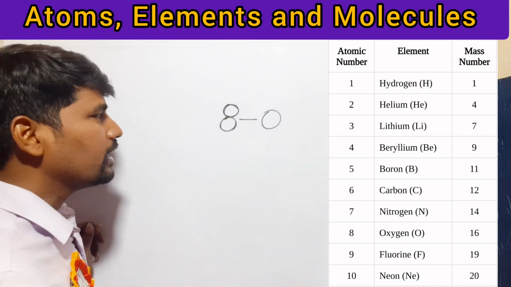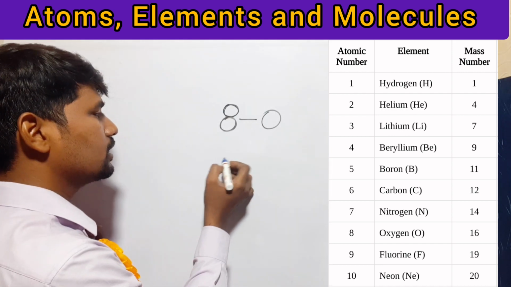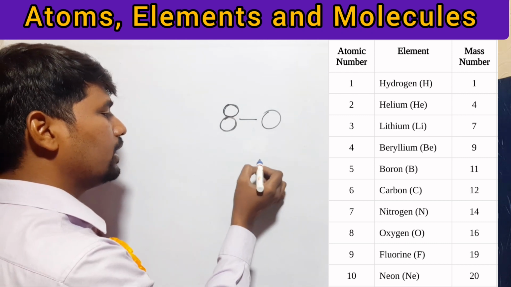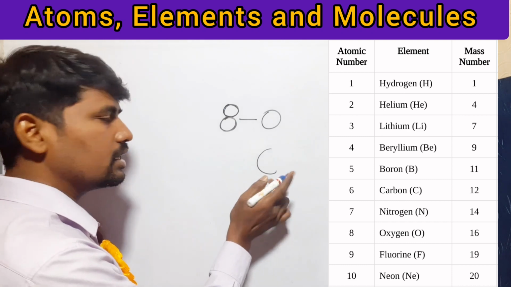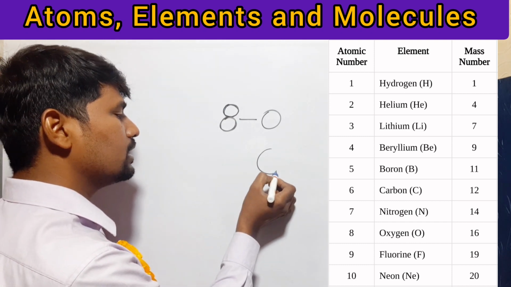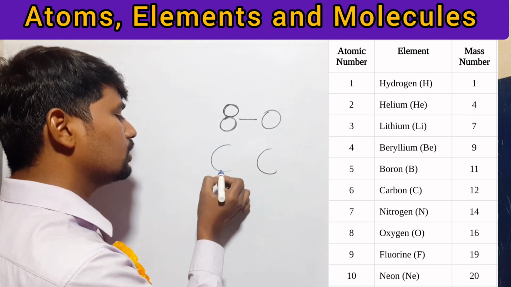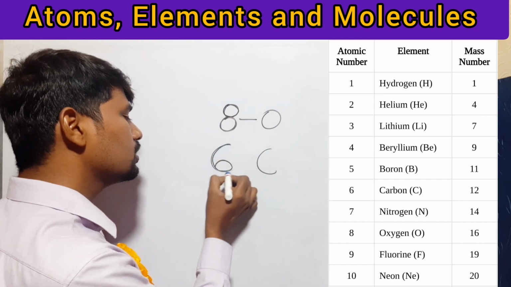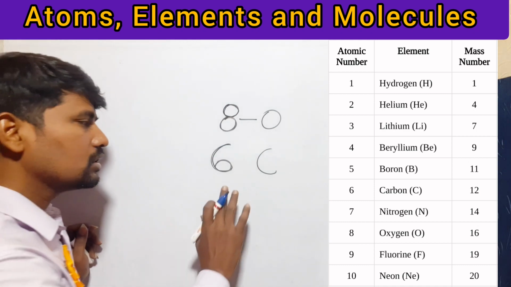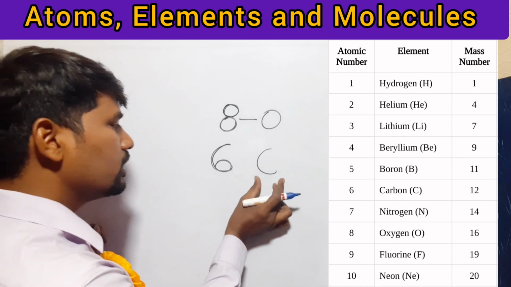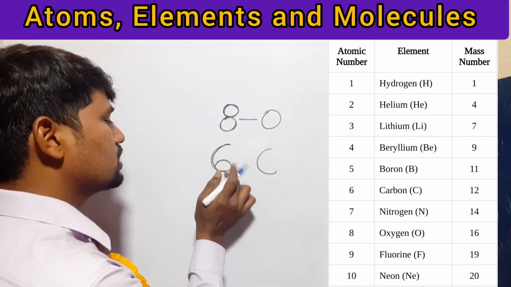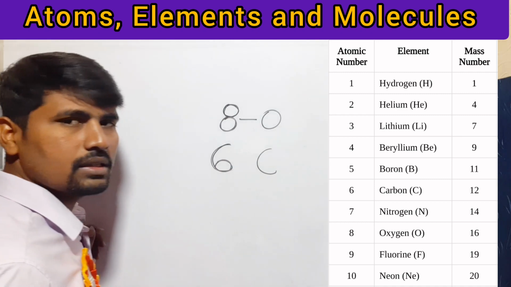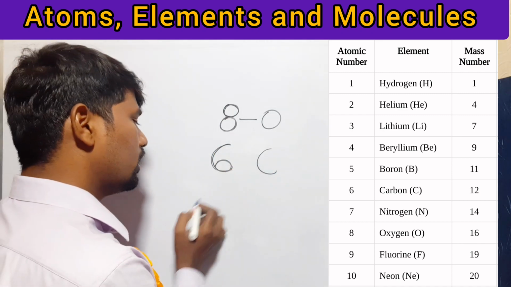O. Finished. Then next, I'm writing C. C is a curve. If you extend the C curve, it becomes 6. So some memory techniques: if you see the C, it's carbon, and C means 6. The atomic number of carbon is 6. Okay, understood.